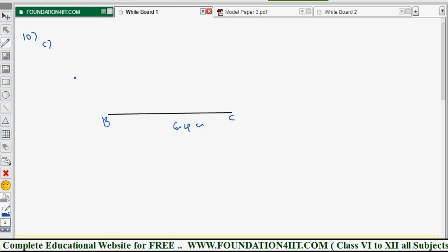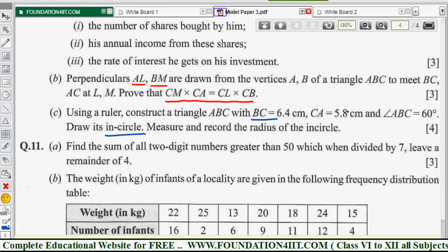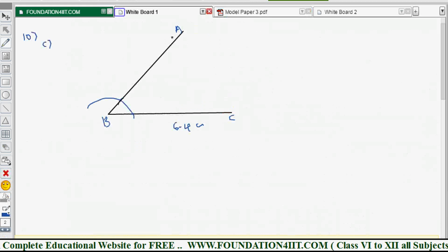That means you need to draw the arc. From here, draw an arc, and from the same point you can draw an arc and extend these lines. So this is a rough diagram I am showing. And you can cut this CAB, and CA 5.8. From CA, you can draw an arc. That is 5.8 centimeters, and this angle is 60 degrees.